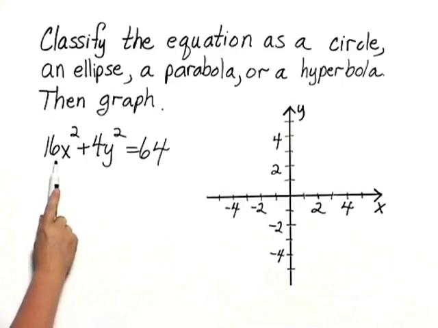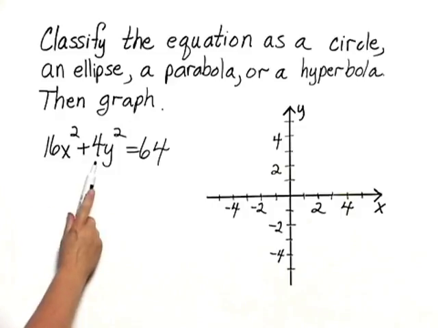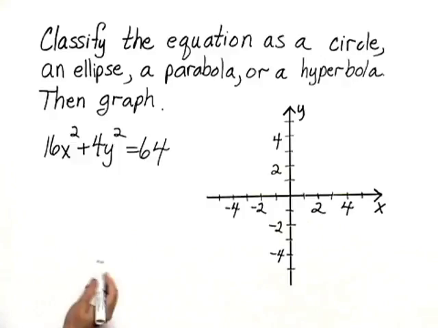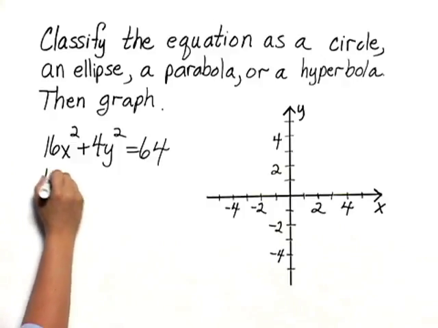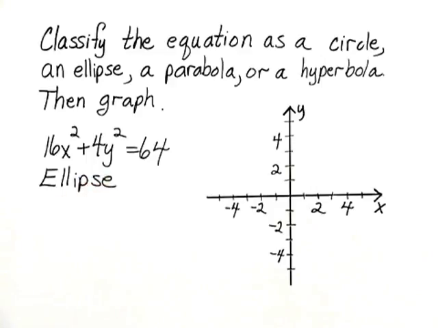We have an x squared term and a y squared term. They are added together, so it's not a hyperbola. The coefficients are different, so we don't have a circle. Instead, we have an ellipse. So we've classified the equation.